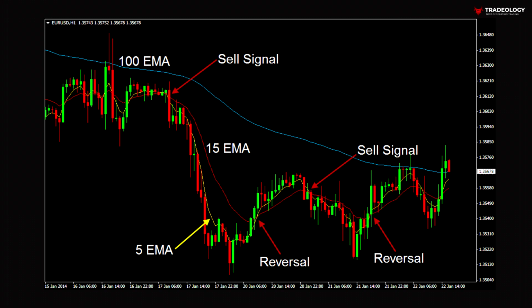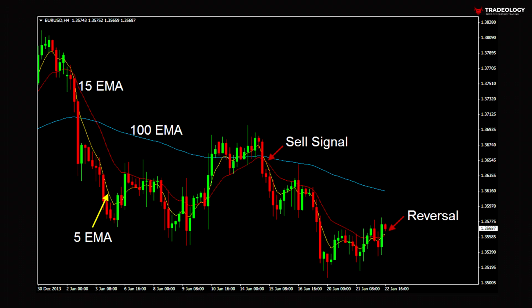If you place a sell trade, you need to take profit also. However, if price doesn't hit the take profit and the 5 EMA crosses back above the 15 EMA, you'll need to exit the trade because a reversal may occur. The reversal can either be temporary or permanent.